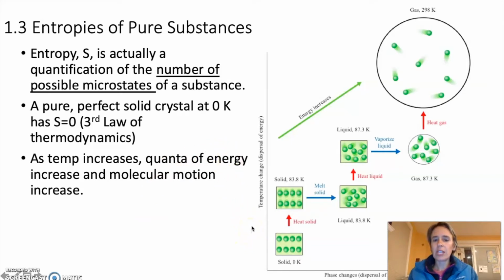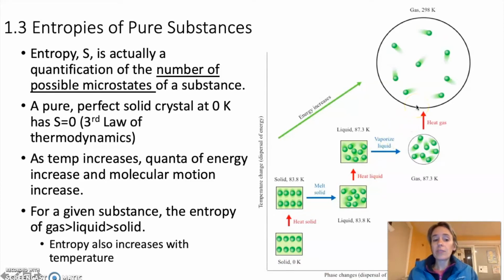So on this graph here, temperature change is causing the dispersal of energy on the y-axis, and phase changes are causing the dispersal of matter on the x-axis. So as we stair step or even just go up at a diagonal, we're increasing total entropy. A couple of things we can draw from this. For any given substance, the entropy of the gas phase is going to be greater than the liquid, which is going to be greater than the solid.